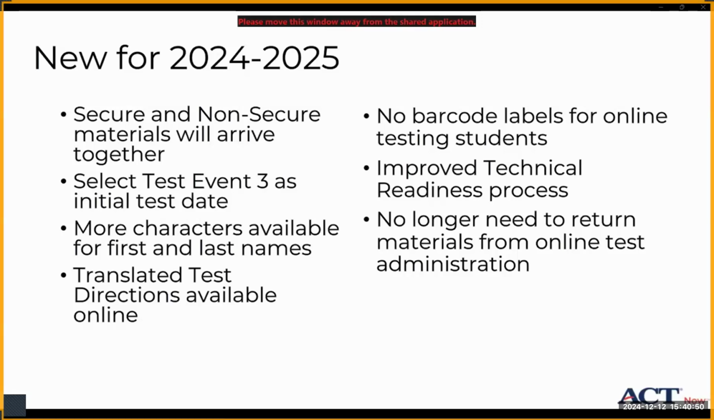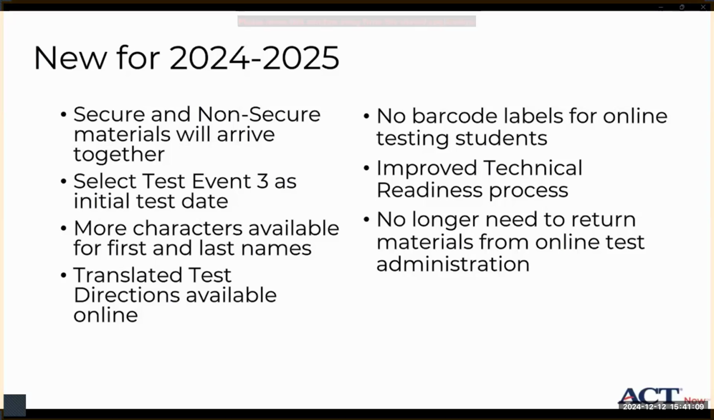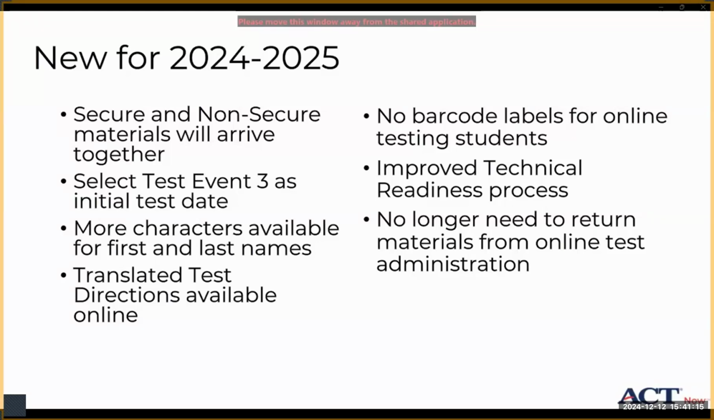For paper testing, translated test directions for use with approved accommodations will be available on your ACT-hosted website. They will not be printed and shipped with your test materials. Online testing has historically used this version available on the website. We will no longer print barcode labels for online testing students. If a student's test mode is switched to paper testing at a later time, a barcode label will be shipped to you with the test booklet.